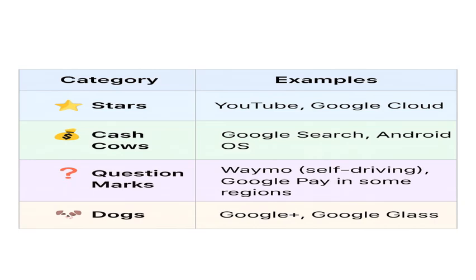Google Pay is available in some regions. That's why it has a very low market share, but it has a high potential for market growth. So that's why it comes under the category of question mark.